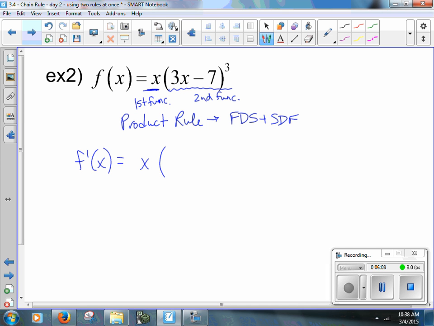Now here's the kicker. I have a quantity raised to a power. How do I find the derivative? Which rule do I use? Chain rule. That, or the big picture power rule. Okay? Which is the chain rule. So, what is the chain rule on that quantity to the third power?